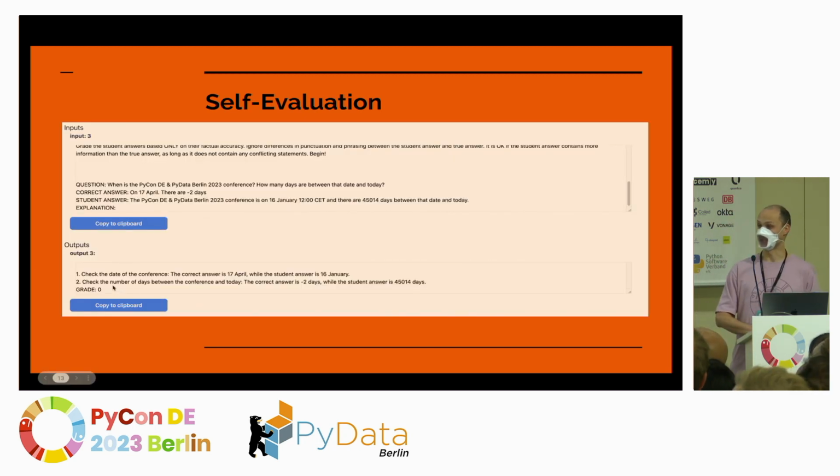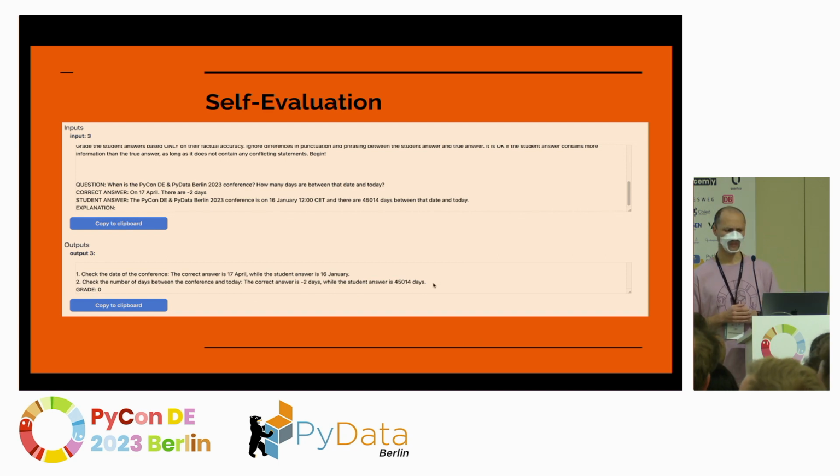It says grade is 0 out of 10. It says first check the date of the conference. Your date is wrong. And then check the number of days between the conference and today. That is quite nice. It's strange that GPT is good at grading. If you say it like graded from 0 to 10, that's fine.